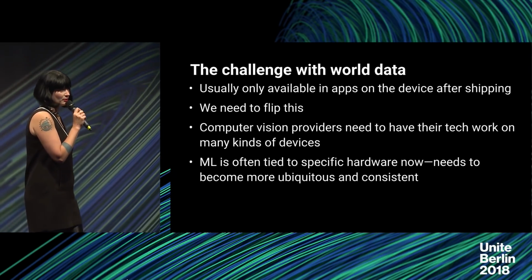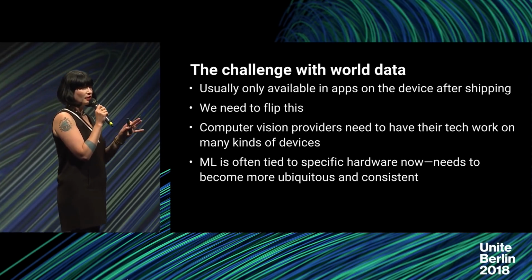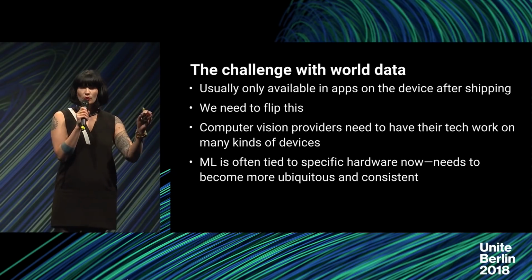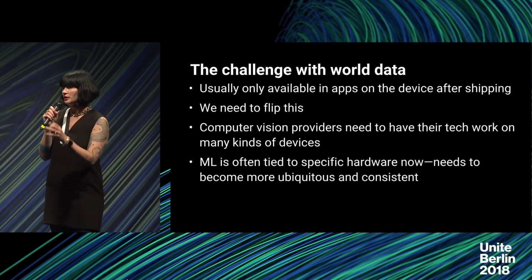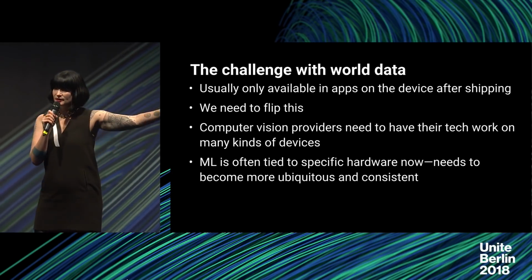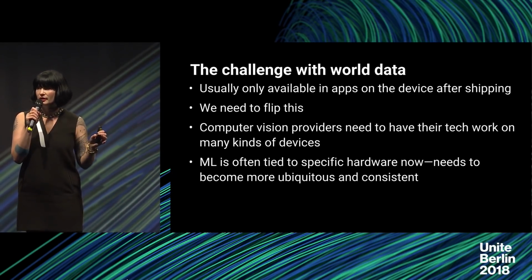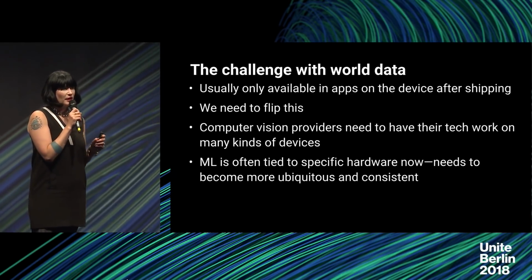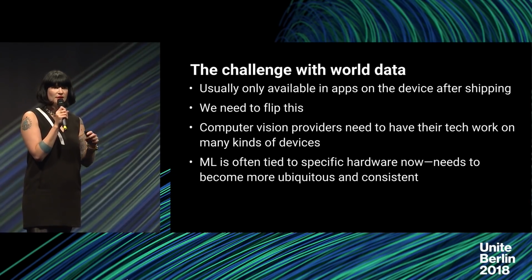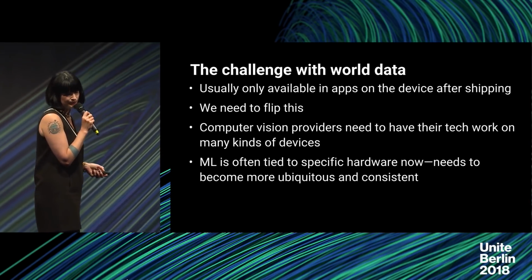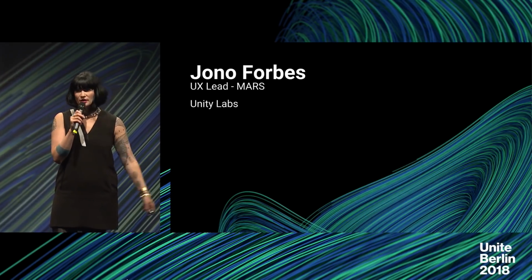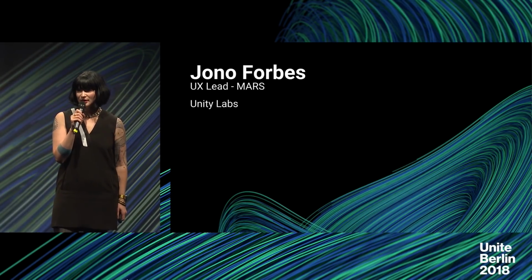So another big problem with world data is often right now, if you have information about the real world, you only get it at runtime on the device. We need to have it in Unity, in Mars, so that you can test and author against it at the time and not have to go out to the real world in order to make sure that your apps work. So this is something we've actually been working on with data providers, is just educating them on how they need to make this data available in the editor. OK, so now those are the big problems, and now I'm going to give it over to Jono Forbes to dive in the details of Mars.